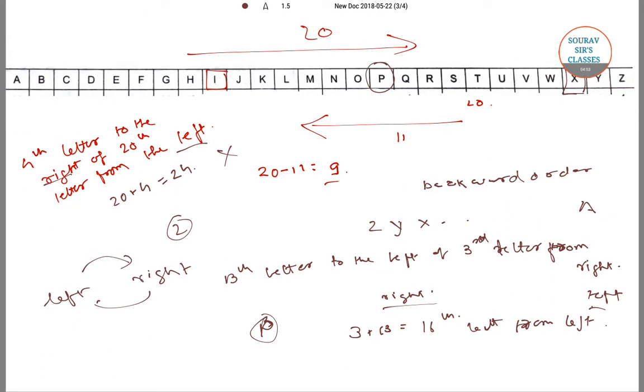So instead of finding the 13th letter to the left of the 3rd letter from the right when the alphabets were arranged in backward order, we are finding the 13th letter to the right of the 3rd letter from the left in the forward order. Both of them will give the same result.